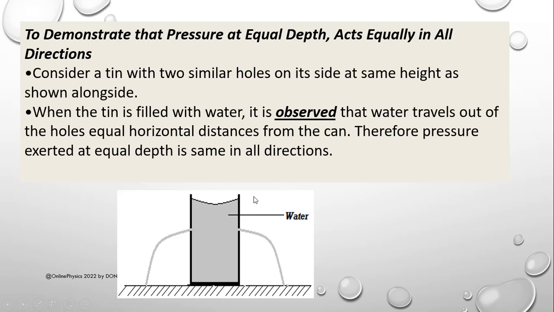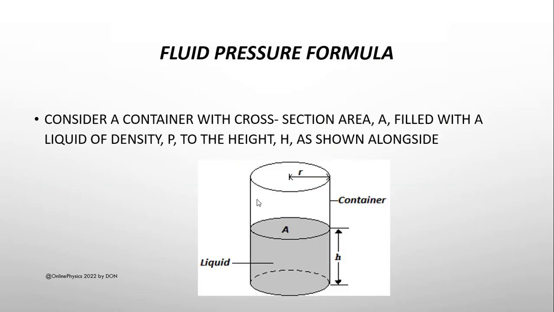This is what is shown here. You can see this can containing water. There are these two holes at the same horizontal level. Then when water is filled here, the two holes throw jets equal distances from the can, as you can see. Therefore, pressure exerted at equal depth is the same in all directions.